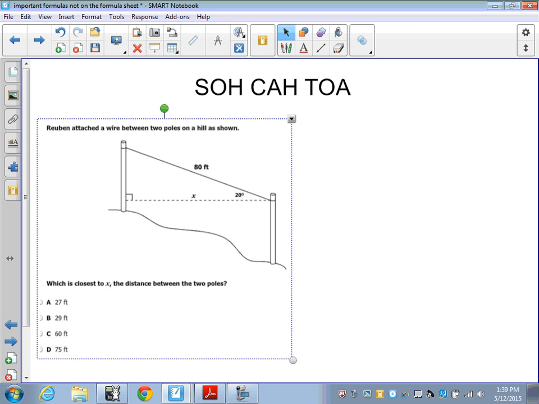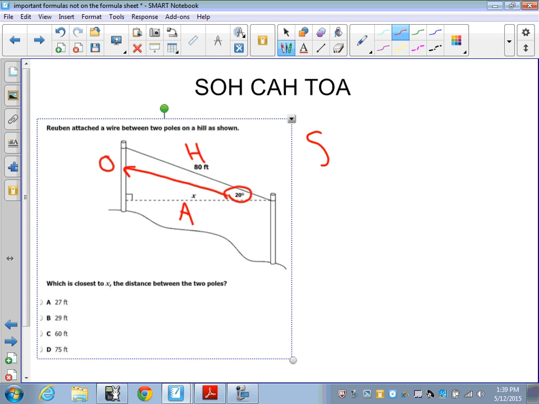So right here we have a SOHCAHTOA problem. Here's our angle. There's our opposite, adjacent, hypotenuse. So we would use SOHCAHTOA. Remember, whenever we have a right angle, we're going to be using either the Pythagorean theorem or SOHCAHTOA for right triangles. If we have or need an angle, we have 20, we're going to use SOHCAHTOA.